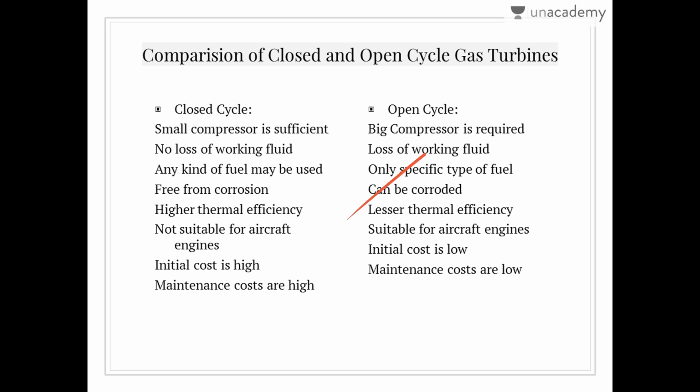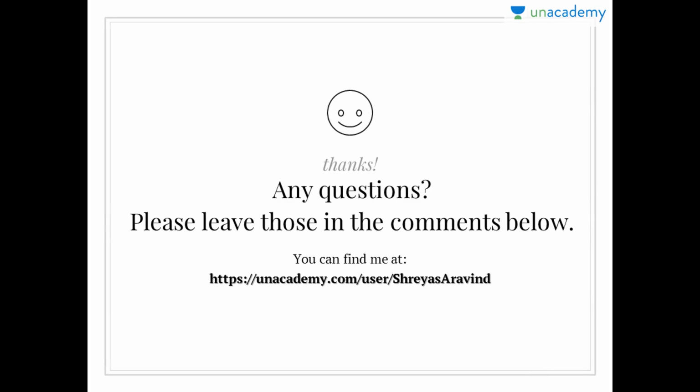There is higher thermal efficiency in the closed cycle turbines, whereas the thermal efficiency is very much lesser compared to the open cycle turbines. Closed cycle turbines are not suitable for aircraft engines, whereas open cycle are very suitable for aircraft engines. The initial cost is high in the closed cycle turbines, whereas the initial cost is very low in the open cycle. The maintenance costs are very high in closed cycle, whereas the maintenance costs are very low in case of open cycle.